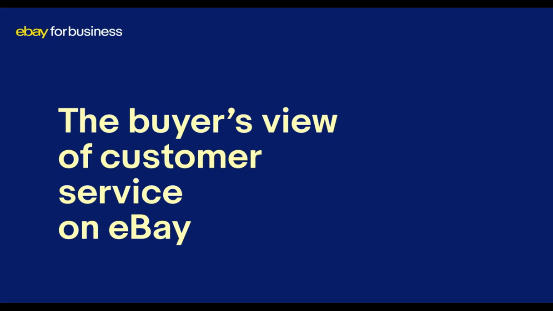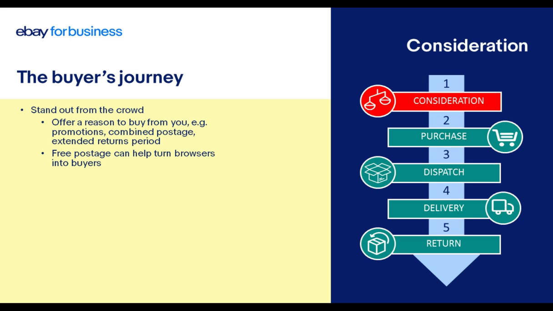When buyers are weighing up all the options, it's important to stand out from the crowd, if that's possible. So ask yourself, what's my unique selling proposition, your USP, that's going to drive people to me versus other people? And there are lots of things you can do on eBay. You could offer promotional discounts, you could offer combined postage costs when they buy more than one item from you, you could offer extended returns periods, offer free postage by including it in your item's price, and so on.